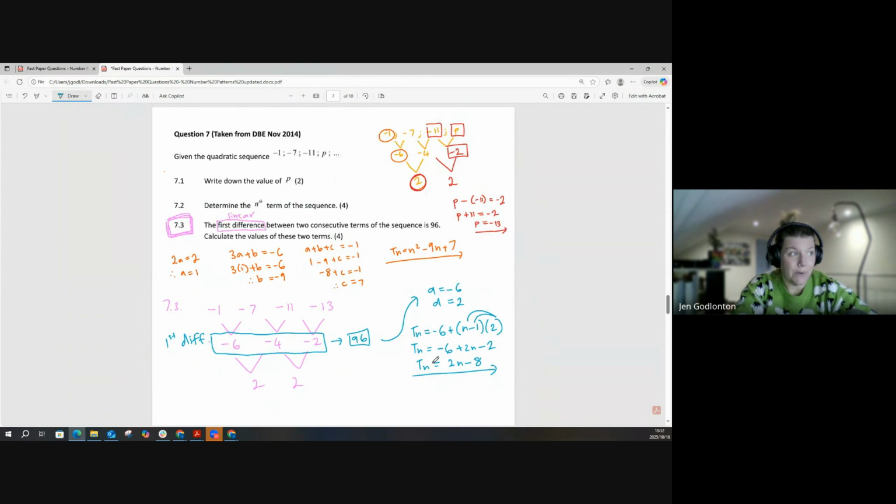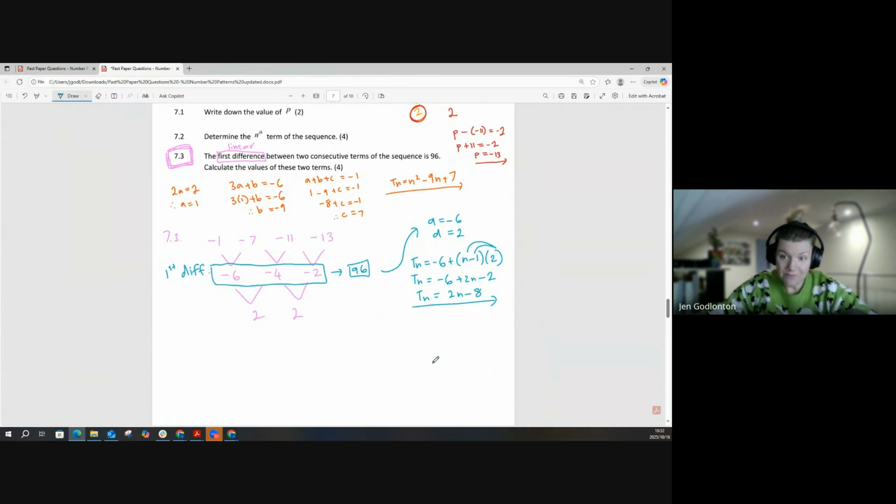So that's part 1. Now part 2 is we need to find out which term this is. So we know that that is going to be our Tn. So we're going to say Tn is equal to 2n minus 8. So 104 is equal to 2n, which means n is equal to 52. Okay, so that means that this is going to be term 52 of our linear sequence.